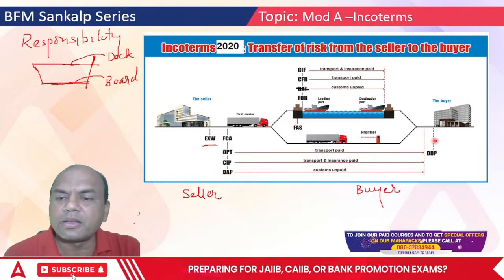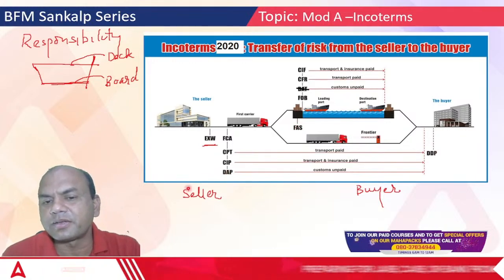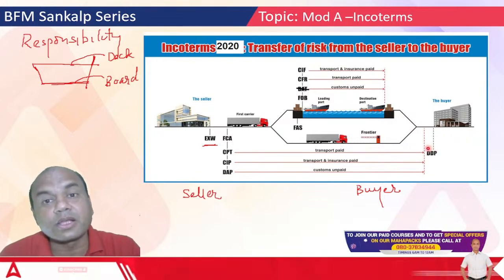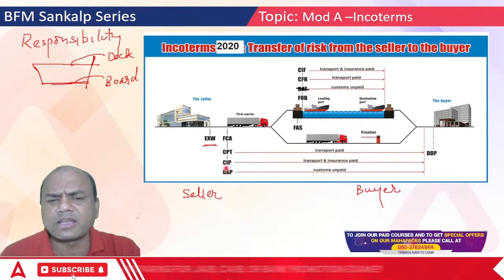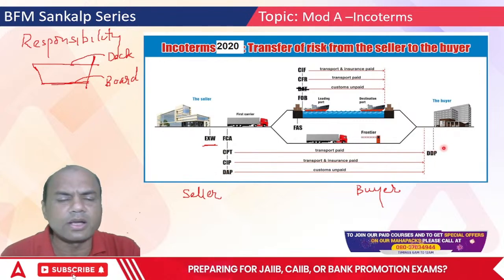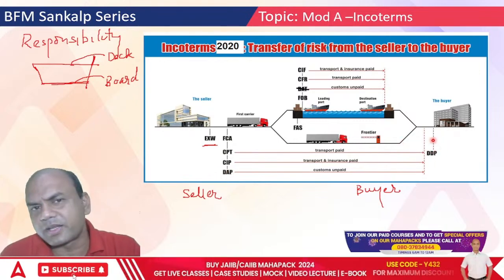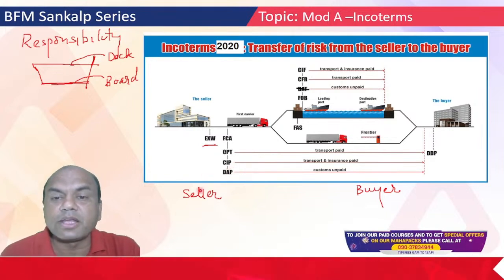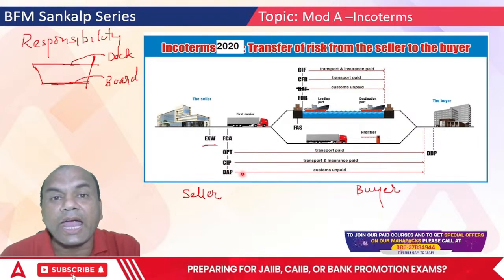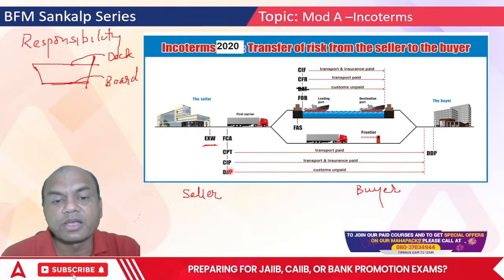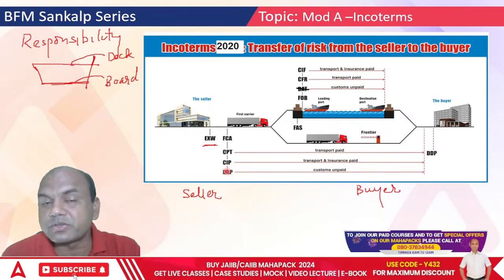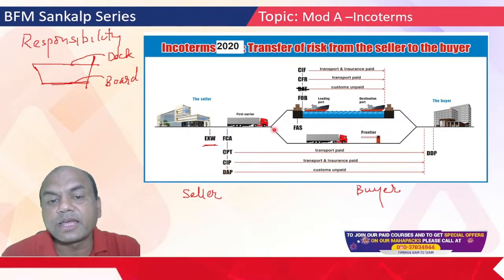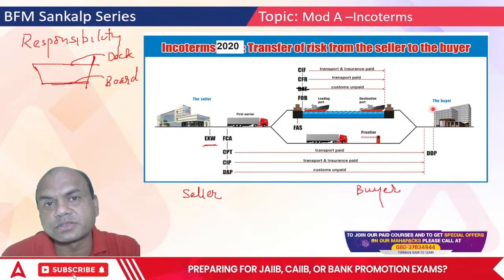DAP and DDP. Okay. These are remaining. Remember, they are hardly of any use in your numericals. In numericals, you won't get anything related to DAP or DDP. Only this is for theory. In DAP, what do you mean by this Incoterm DAP? DAP means delivery at place. Delivery at place means what? Wherever the buyer will say, there the seller will have to send the goods.